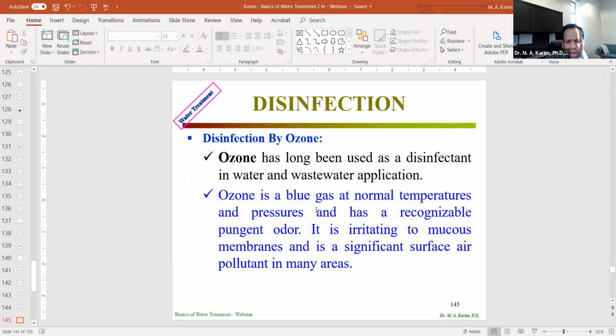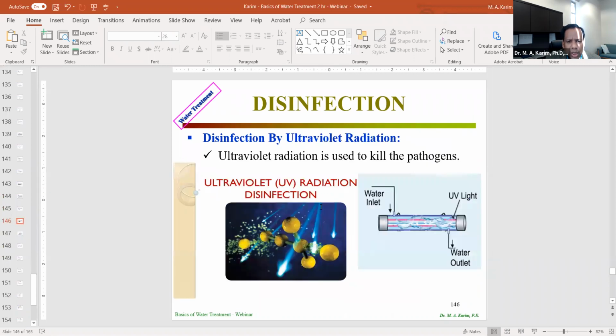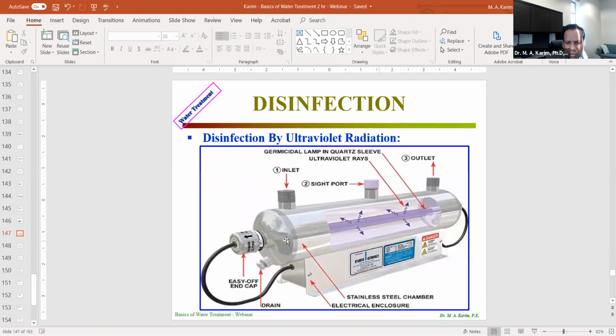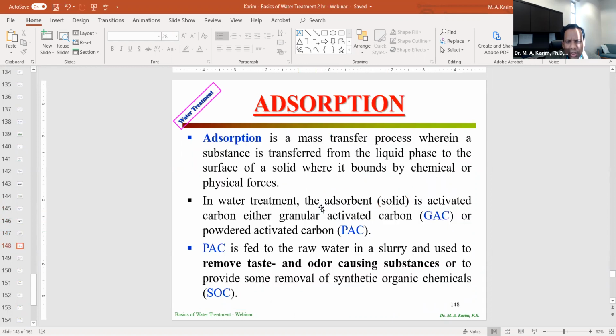Disinfection by ozone is another way to do it. And the last one is disinfection by ultraviolet radiation, meaning through light and other things like that. So here are more showing that. You guys can take a look.